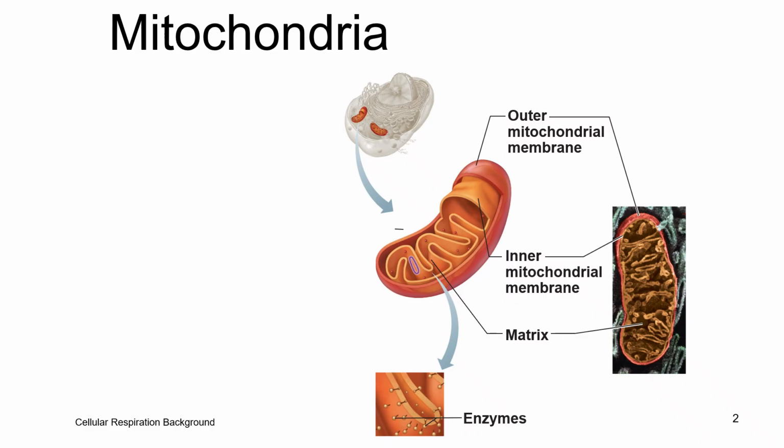What you can see here in the bottom left corner are enzymes embedded in the inner membrane. The inner membrane is filled with a gooey substance of enzymes called the matrix. Between the membranes is a space that we call the intermembrane space. The prefix inter means between, whereas intra means within. And then remember, this isn't a cell. So this organelle would be found in the cytoplasm of a cell.